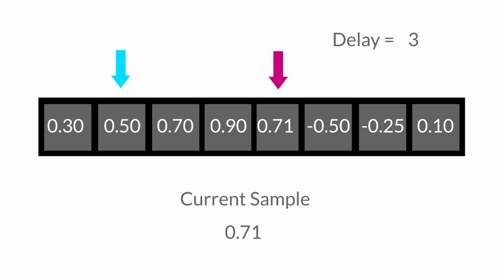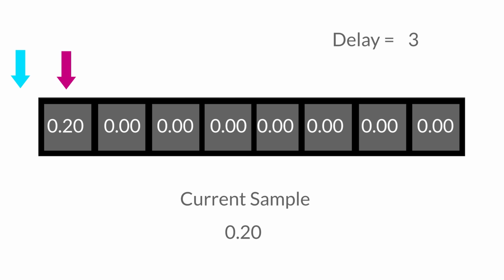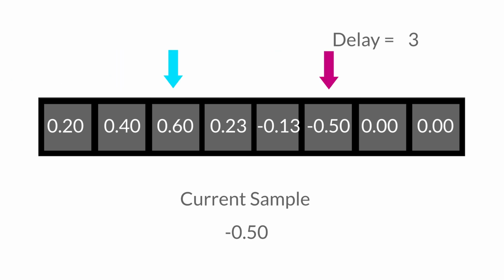Now, when the write pointer reaches the end of the buffer, it will wrap around back to the first sample and continuously write the buffer over and over. And we use modulo to reset the buffer index. I'll show you that in the code later in the video.